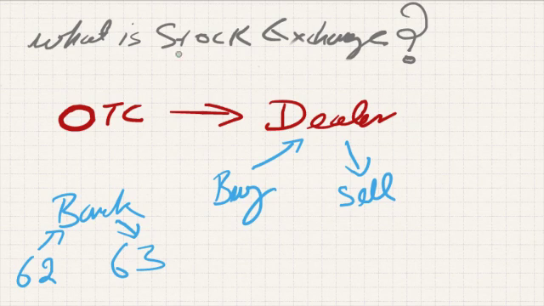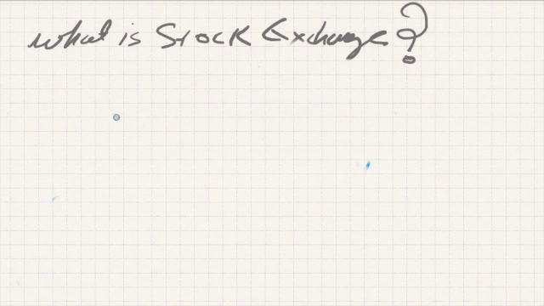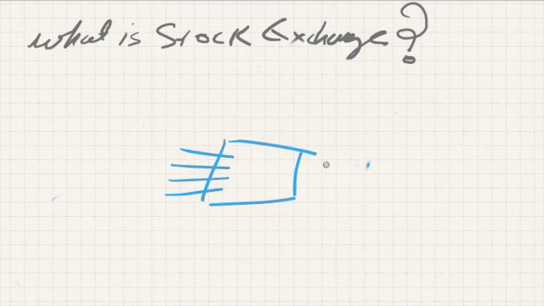Whereas if we are trading on stock exchanges, this is a marketplace which facilitates buyers and sellers of stocks to come on a common trading platform and quote the prices for the shares they hold. This is called an order matching system. Let's say this is a stock exchange. There are several buyers coming in and several sellers coming in, and they quote the prices for their stocks.